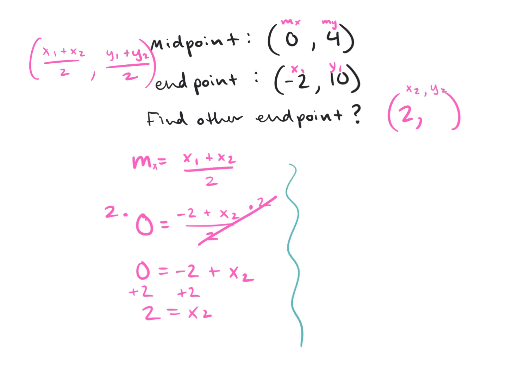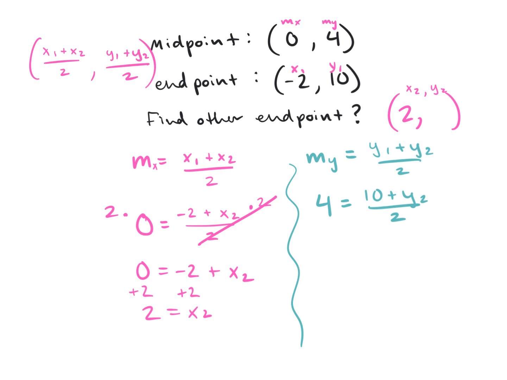We're going to do the same thing and find our y. So we want to find the midpoint for the y now. So the midpoint for the y is equal to y1 plus y2 over 2. Now let's plug in what we have. What's our midpoint for the y? 4. So 4 is equal to, what's y1? 10 plus, we don't know what y2 is yet, over 2. And then we're going to solve this the same way we did for our x's.